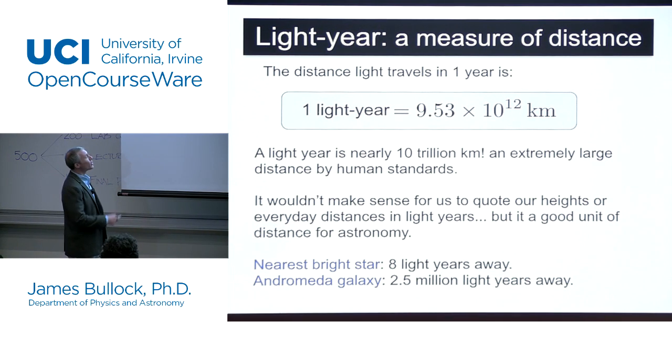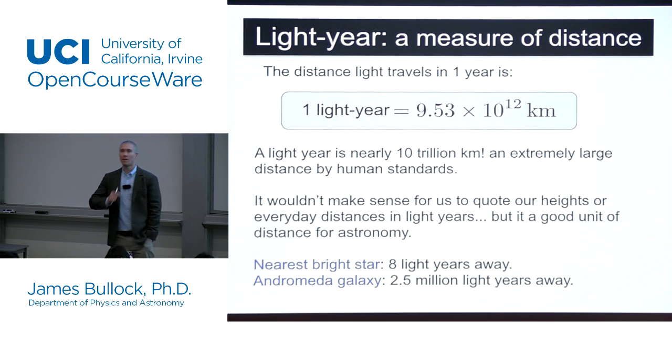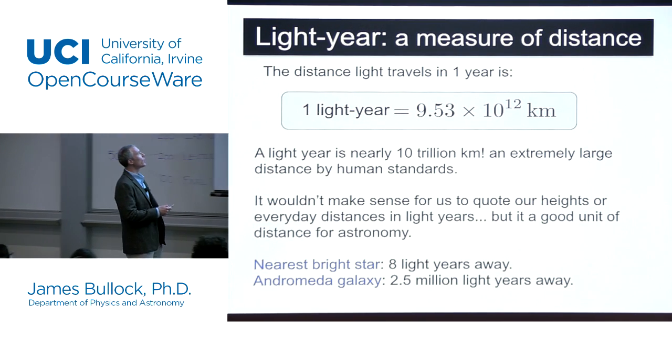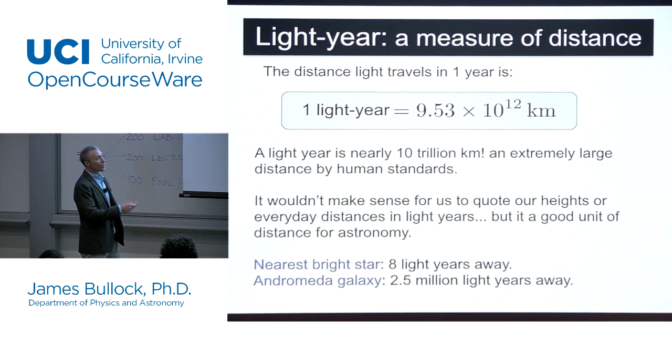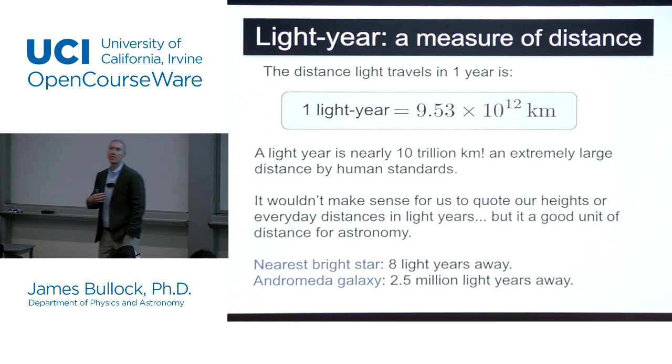It's in fact almost 10 trillion kilometers. So in a year, a light ray can travel about 10 trillion kilometers, and so we use light years as a unit of measurement in astronomy. That's a natural unit of measurement because the distances are so large.